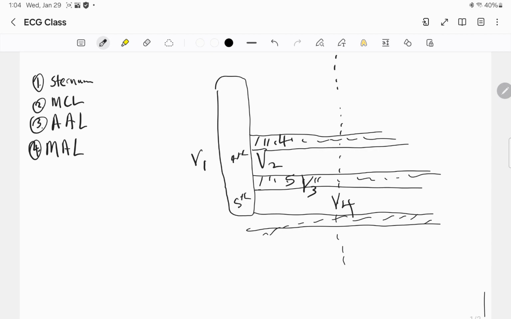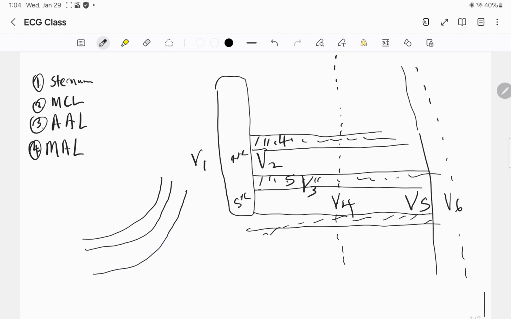And then V5 is in the same fifth space, but at the anterior axillary line, all right? My apologies, I misspoke earlier. And we already said where that is, right? So V5 goes here, that's the anterior axillary line. At the mid axillary line, in the same space, is V6.